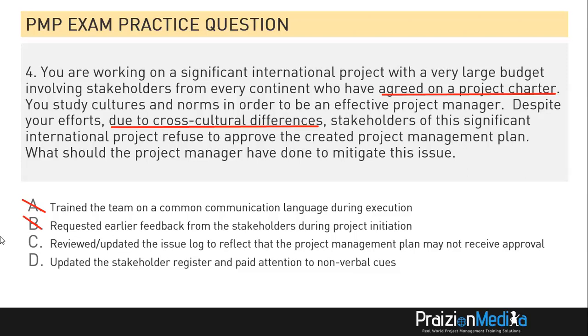It's like completing paperwork, even though this paperwork is way early, not to say that we couldn't have issues earlier on, but it just said review the issue log. The likelihood of an issue log existing right now is very slim. And even if it did, just reviewing the issue log may not really make an impact. And it says to reflect that the project plan may not receive approval. That doesn't even make sense. How would you have known that? So we're going to cancel C and hope that the next one really gives us something that we can work with.